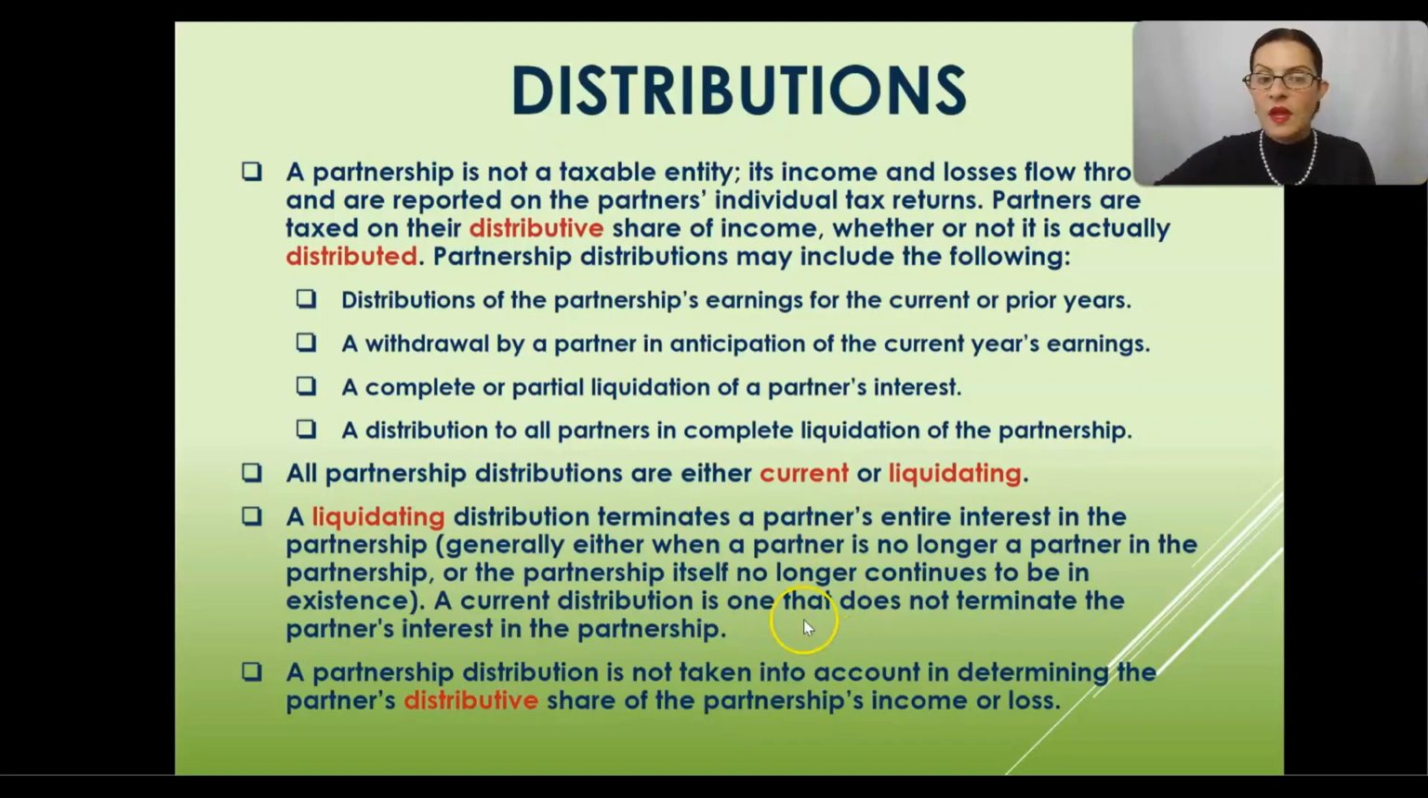Okay? A partnership distribution is not taken into account in determining the partner's distributive share of the partnership's income or loss. You can pull money out of a partnership that doesn't have any profits for the year, just like a sole proprietor can, right? Sometimes a sole proprietor will pull money out of a business. They'll pull money out of their business bank account when the business doesn't actually have any profits or any profits yet for the year, right?